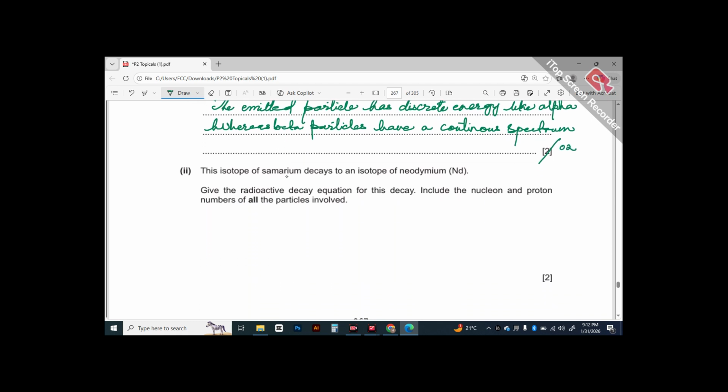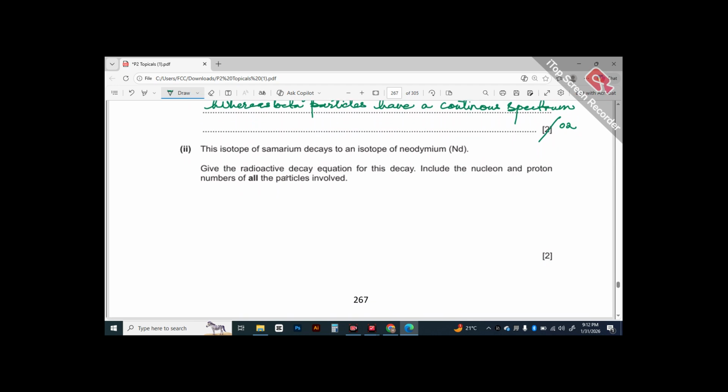Then this isotope of samarium decays to an isotope of neodymium. Give the radioactive decay equation for this decay. Include the nucleon and proton numbers of all the particles. We had samarium, then we have neodymium, and we have an emitted alpha particle which is 2 and 4, and they've said that apart from that nothing else is being emitted, right?